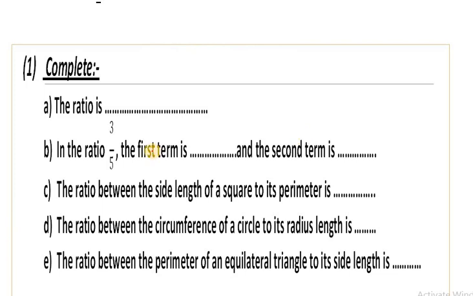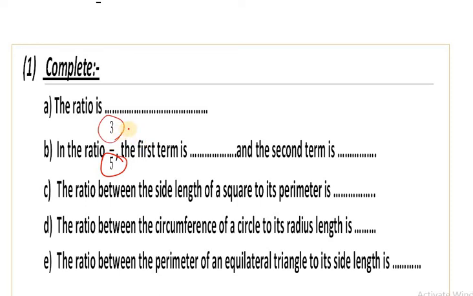Okay, let's practice some questions. Let's start here. The ratio. In the complete question, you have to write what you have studied. The ratio is the method or a way to compare between two quantities or two numbers with the same unit by using division.